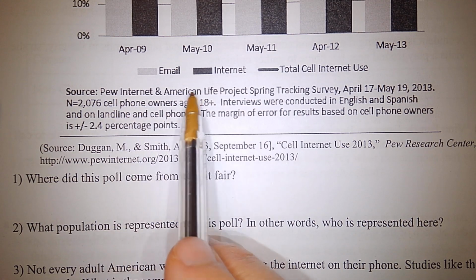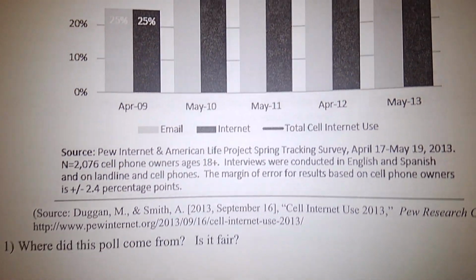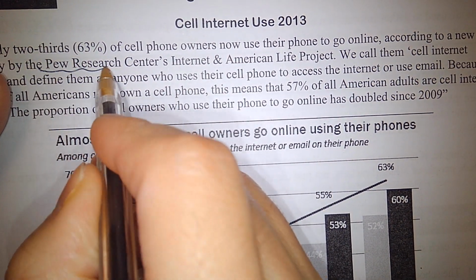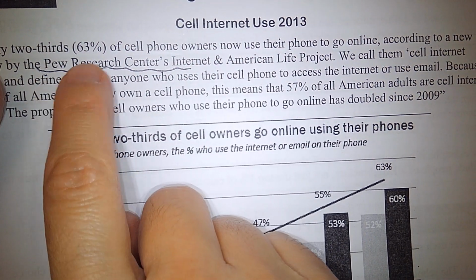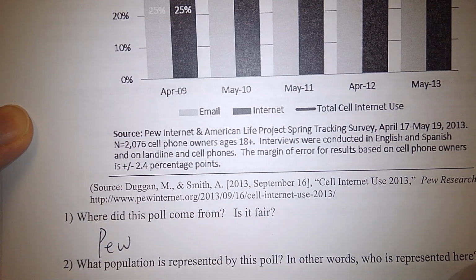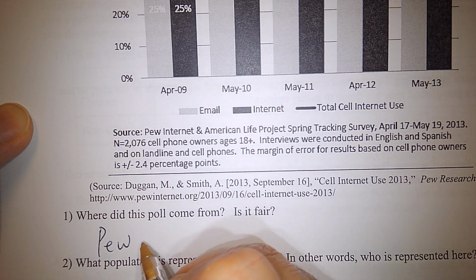Where did this poll come from? Who did this poll? Who did this survey? Pew. Yeah, Pew Research Center. So I would say Pew. You answer Pew or Pew Research Center.